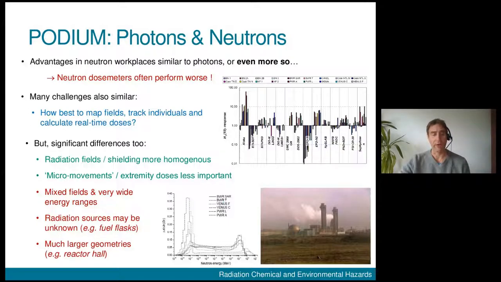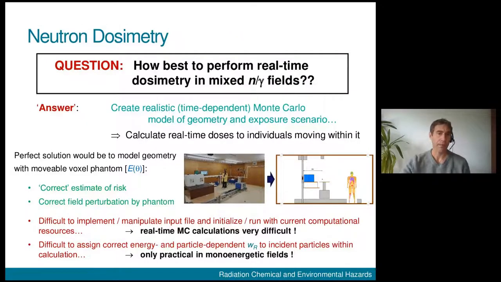On the other hand, we do have disadvantages. We tend to have mixed fields, so mixed neutron gamma fields. We have very wide energy ranges, so maybe 9 or 10 orders of magnitude. The radiation sources may be unknown, and we have much larger geometries, for example, a reactor hall. So the question is, how best to perform dosimetry in mixed neutron gamma fields?